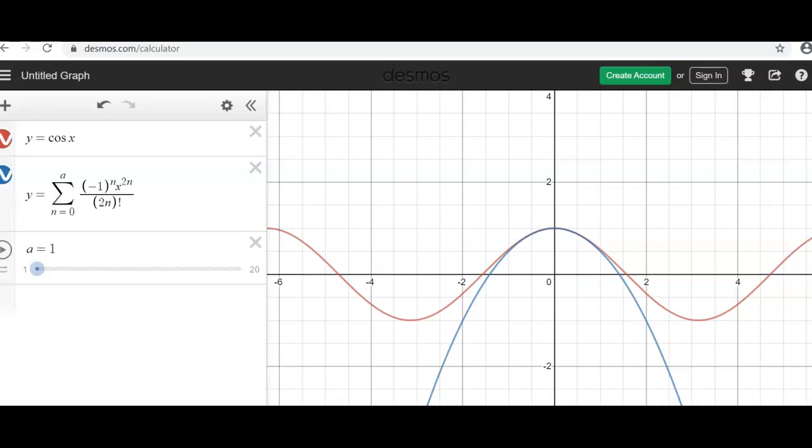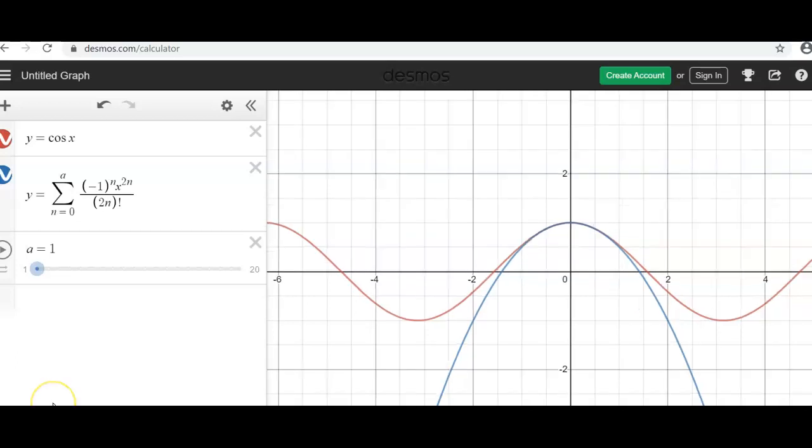Right now, I only have it for n equals 0 to n equals 1. But it's very close. I haven't got my scale going up by pi's, but remember pi is 3.14. As we increase our a value, which means we're adding more terms, you can see that the polynomial is approximating the cosine graph. Pretty cool how it can do that. So the more terms, the better in terms of an approximation of cos of x.